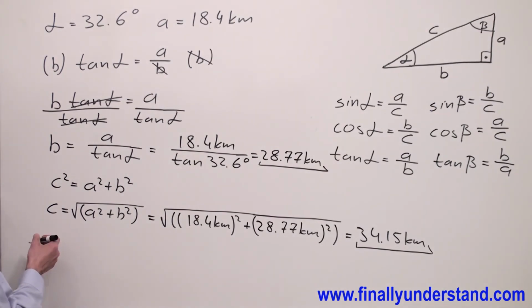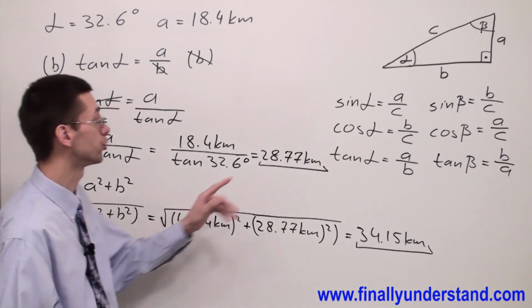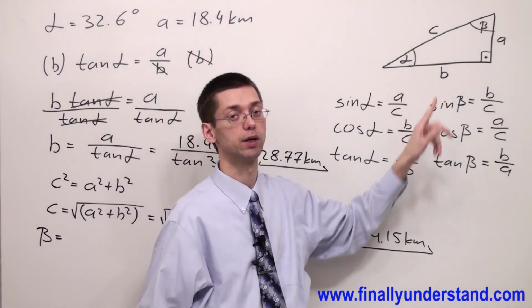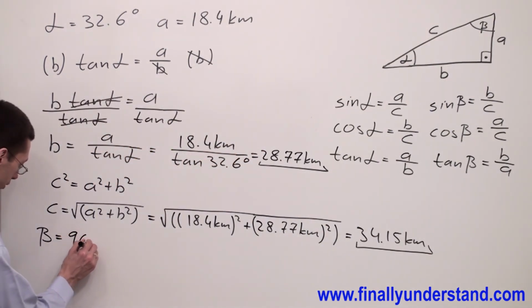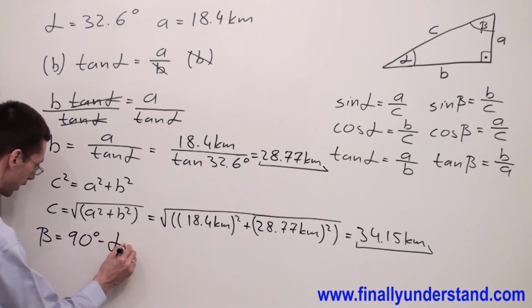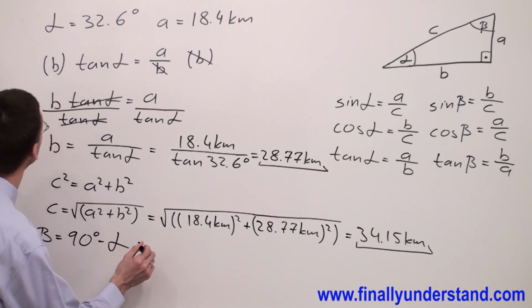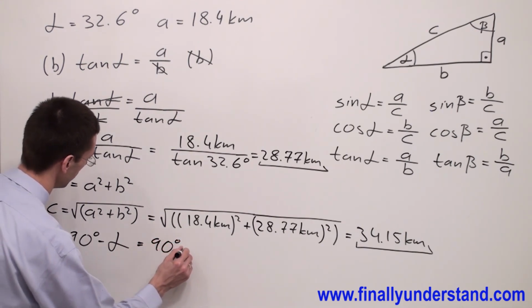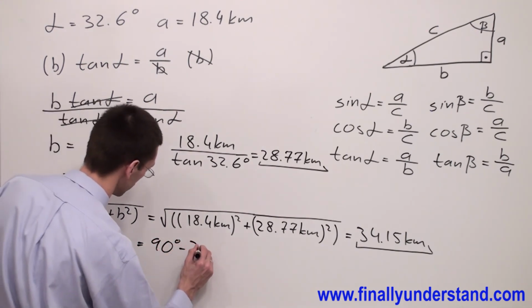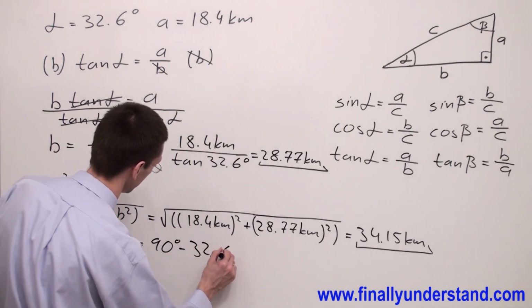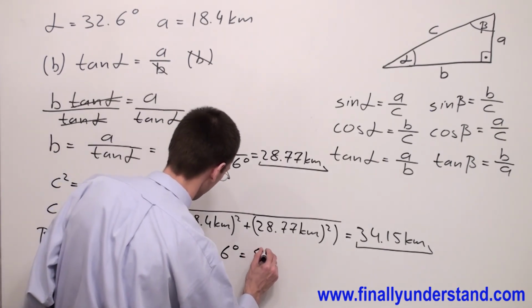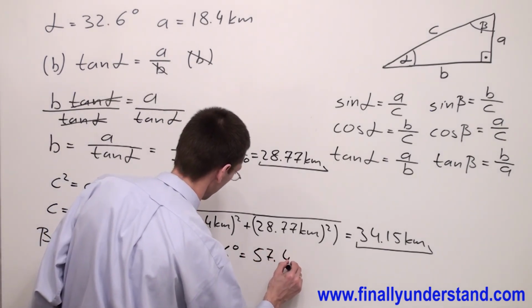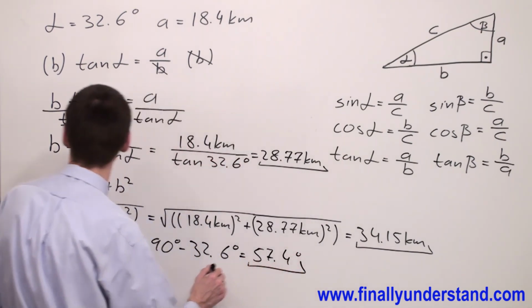In order to find angle beta, I'm supposed to remember that the sum of these two angles, alpha and beta, is equal 90 degrees. That's why I'm going to say that beta is equal 90 degrees minus alpha. So I have 90 degrees minus alpha, which is equal to 32.6 degrees, is equal 57.4 degrees.